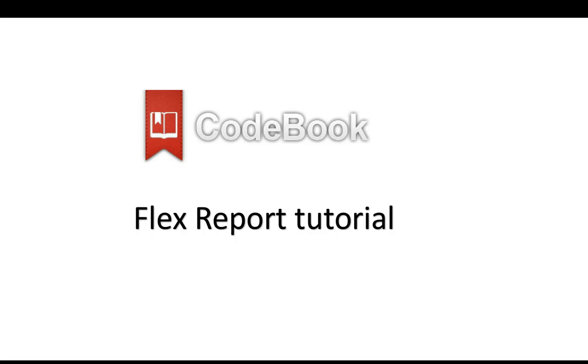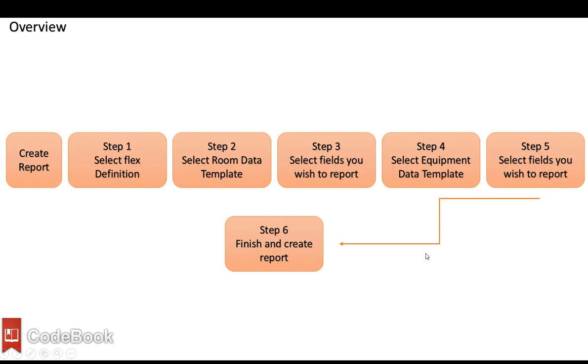Before we start on the practical side of the creation of the template, I wanted to cover the key stages of this process first. In total, there are 6 key stages to the creation of a Flex FF&E room data and equipment report. We're going to run through these quickly as an overview now, and then delve into each topic individually.